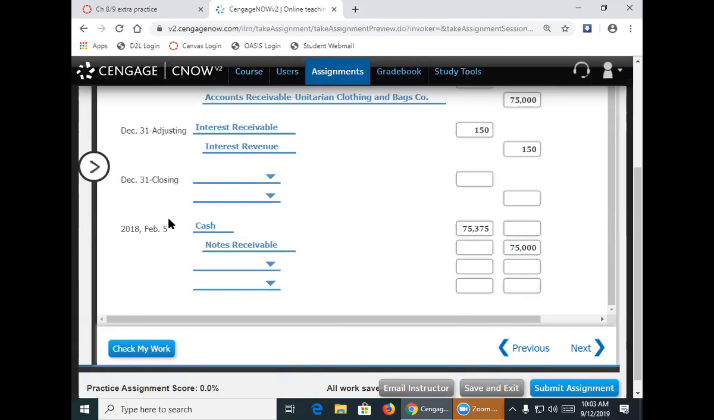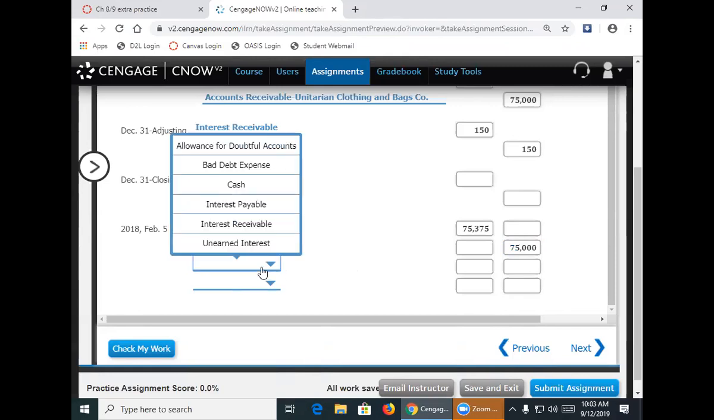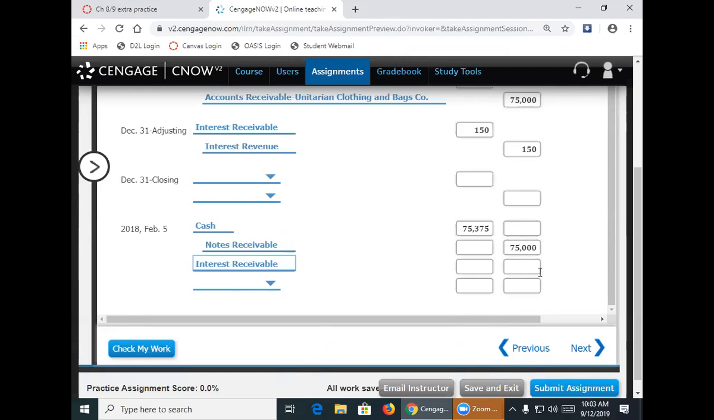Receivable revenue. Correct. We credit interest receivable for how much? 150. Because we're receiving what we had recognized as revenue up here, and now we're receiving it. So we're crediting it to say it's receivable, it's no longer due to us.